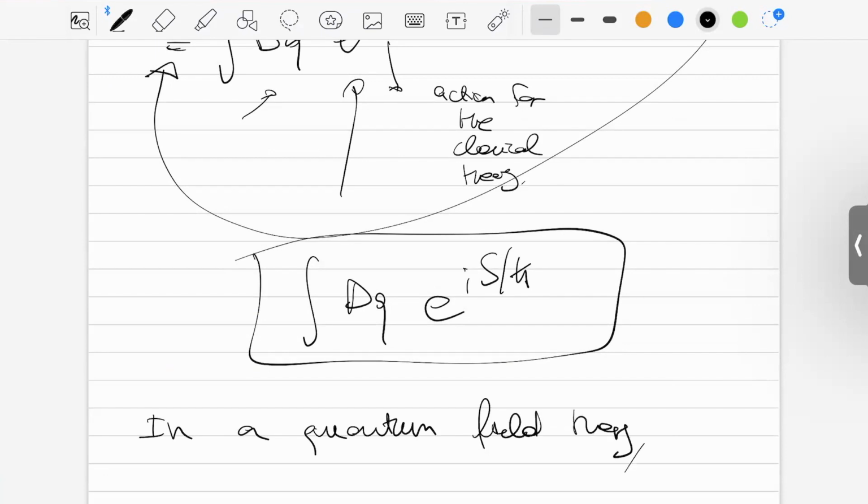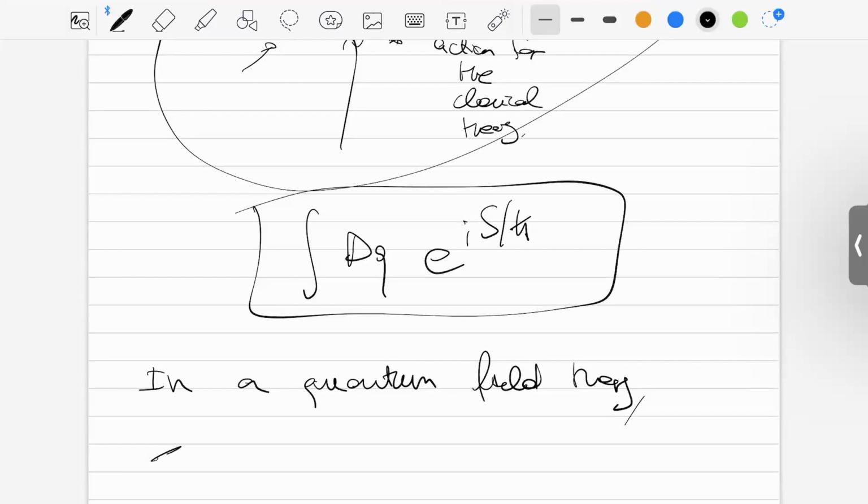You can generalize this formula very easily. So in a quantum field theory, you would compute, so the states now are fields. So you compute this type of transition amplitudes. So now the generalization is you integrate over phi. So you don't integrate over q, you integrate over phi. So the generalization is very easy.